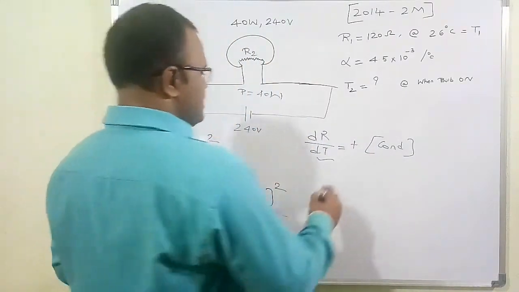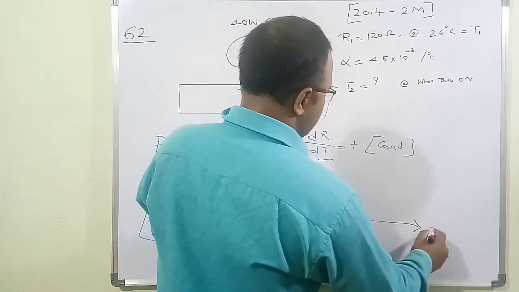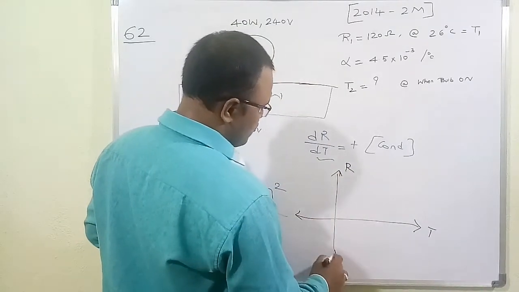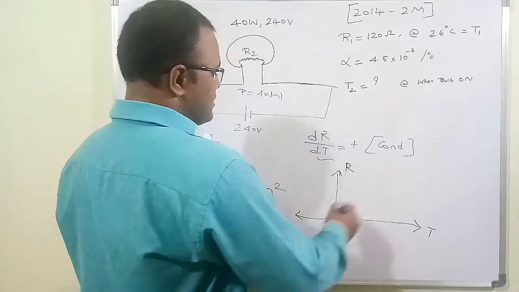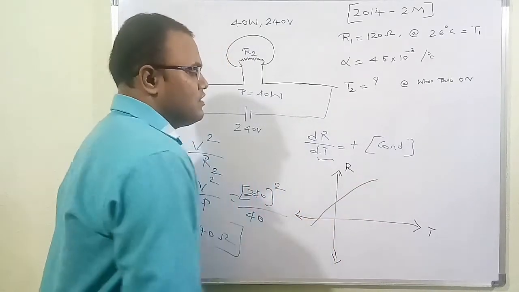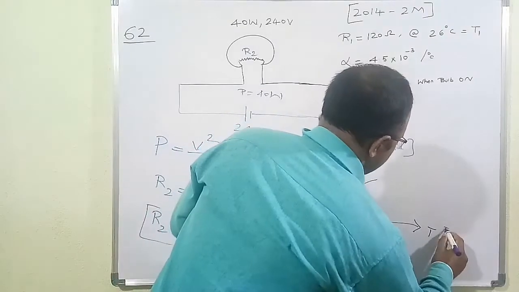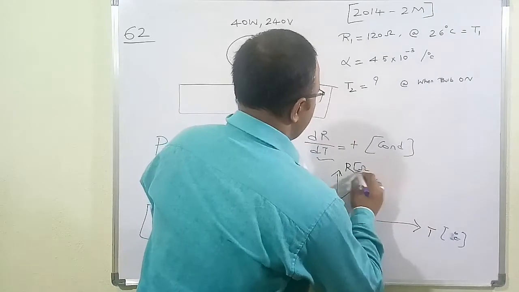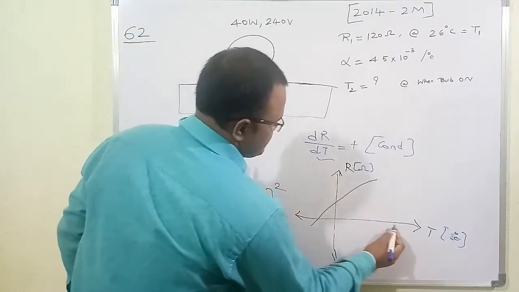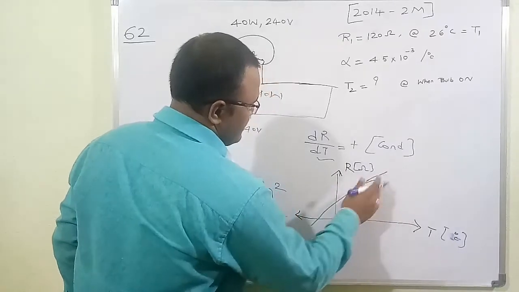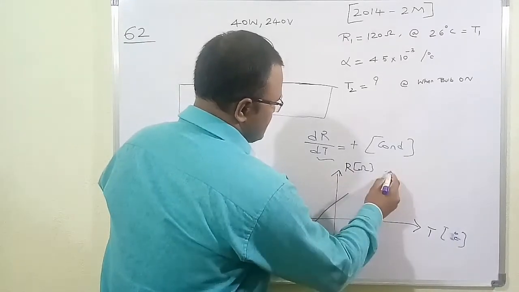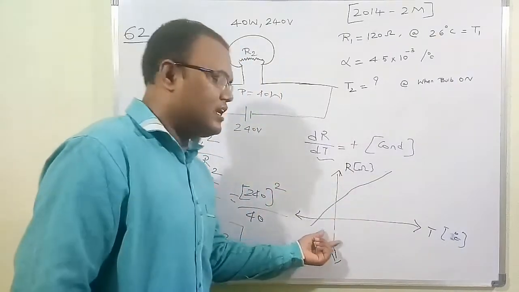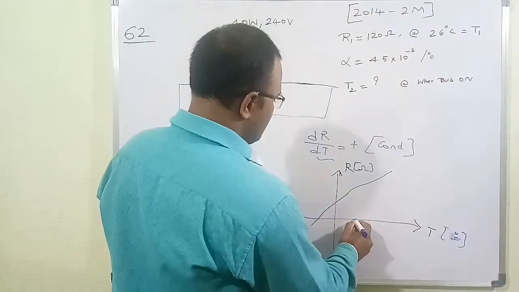So dR by dT is always positive for conductors, which means as the temperature increases, the resistance also increases. See here, I am drawing the graph with respect to temperature and resistance. The unit of temperature is degree centigrade and the unit of resistance is ohm. Whenever there is a rise in temperature, the resistance also rises in a straight line, which has an intercept, meaning even at zero temperature there is some resistance in the conductor.